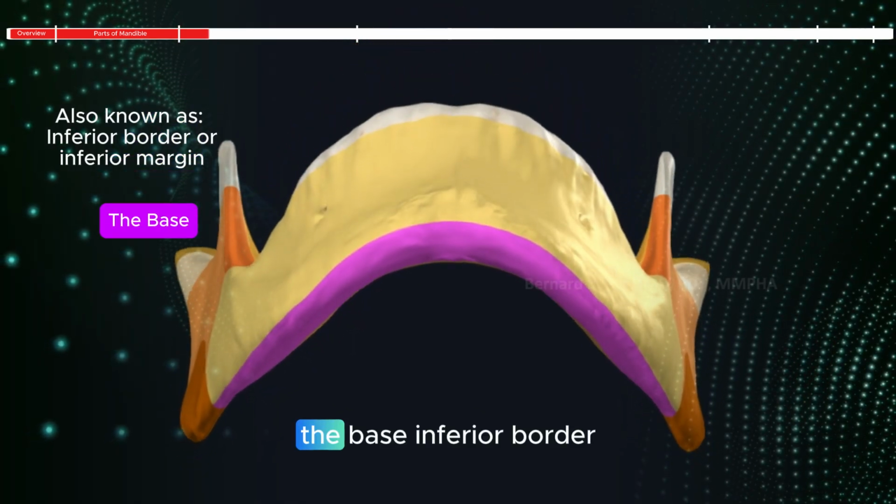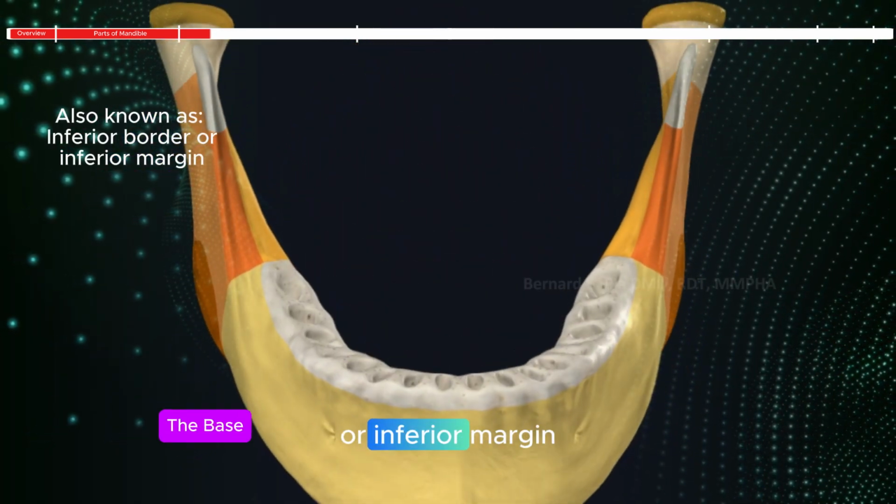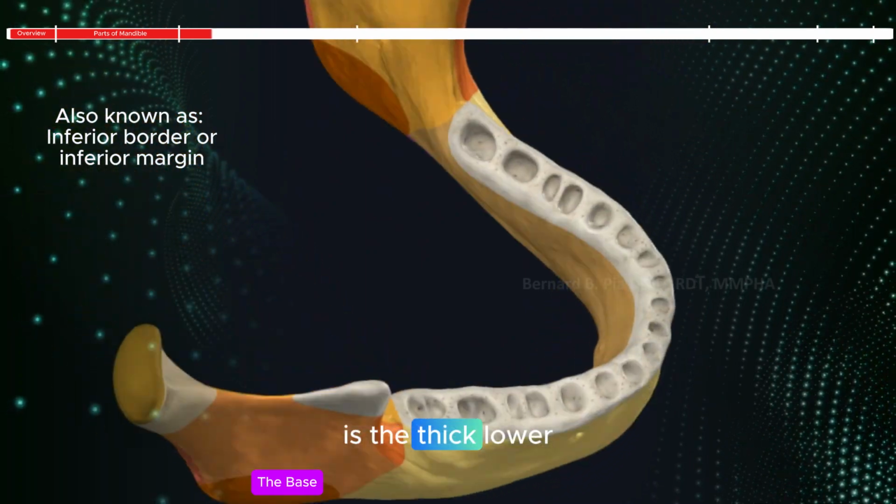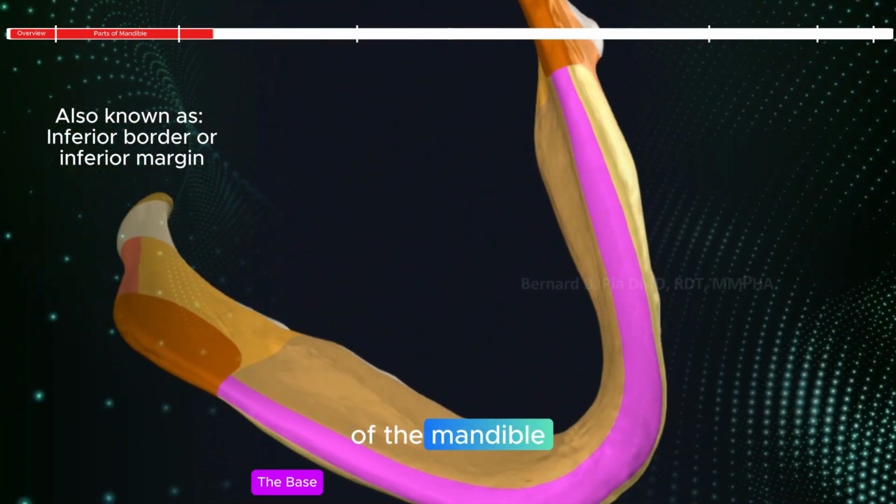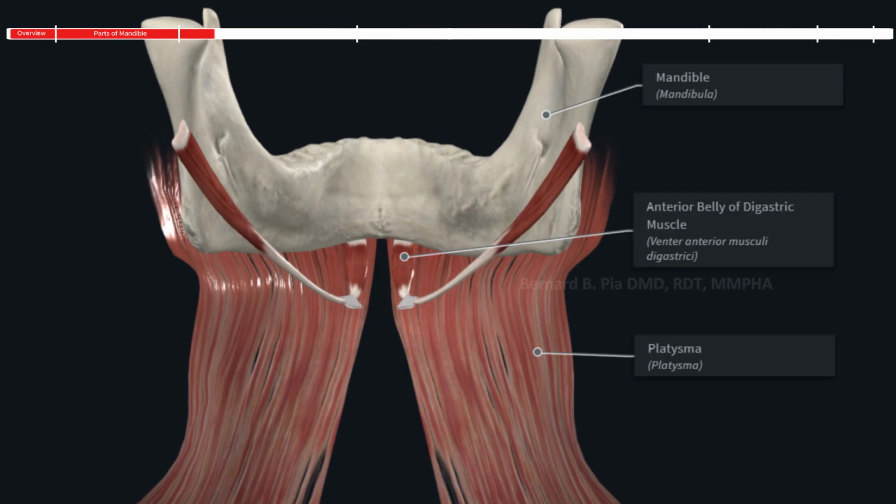3. The base. Inferior border, or inferior margin, is the thick lower margin of the body of the mandible. Provides origin sites for the anterior bellies of both the right and left digastric muscles. Provides an insertion site for the platysma muscle.